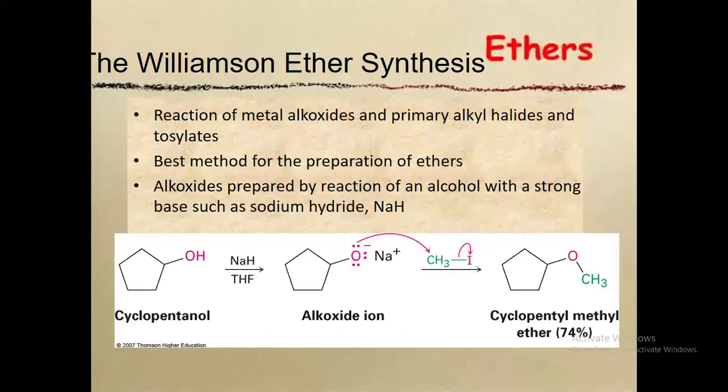This is an example of Williamson ether synthesis. You are using a cyclic alcohol, cyclopentanol. You are using a strong base, sodium hydride. Now, because it is a strong metal, it's able to substitute the hydrogen here to give you this alkoxide. You know, the sodium metal replaces the hydrogen.